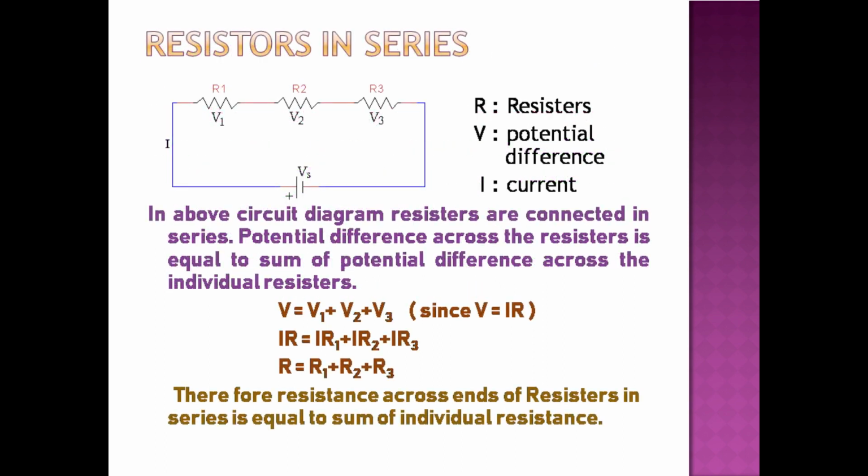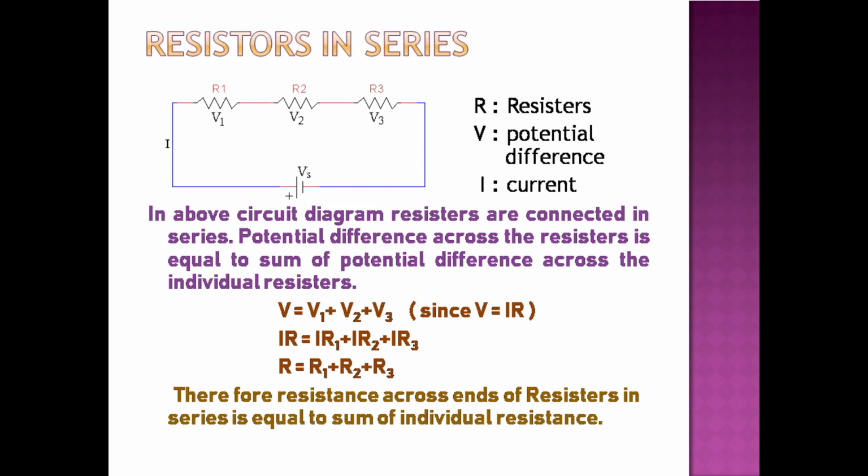Resistors in series. Series connection of resistors can be seen in the circuit diagram. In the above circuit diagram, resistors are connected in series. The potential difference across the resistors is equal to the sum of the potential differences across the individual resistors. V is equal to V1 plus V2 plus V3.